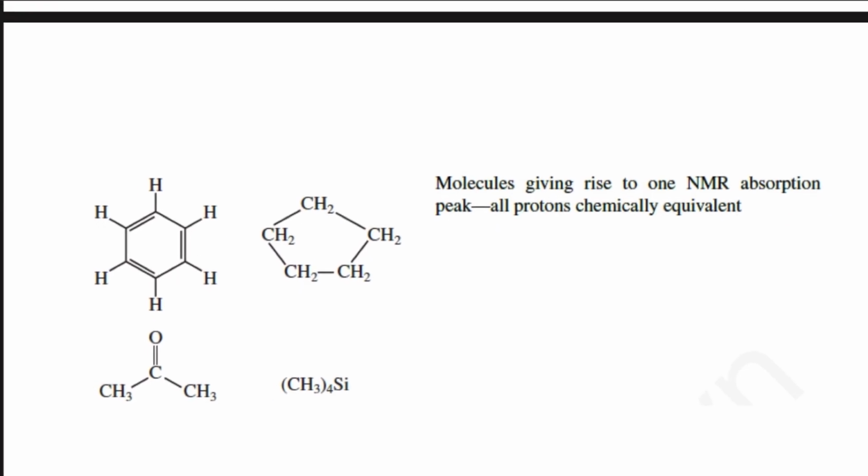So what are the protons that are chemically equivalent? All of the protons found in chemically identical environments within a molecule are chemically equivalent and they often exhibit the same chemical shift. Thus, all the protons in tetramethylsilane or TMS, or all the protons in benzene, cyclopentane or acetone. These are the molecules that have protons that are equivalent by symmetry and have resonance at a single value of delta. So each such compound gives rise to a single absorption peak in its NMR spectrum. The protons are said to be chemically equivalent.